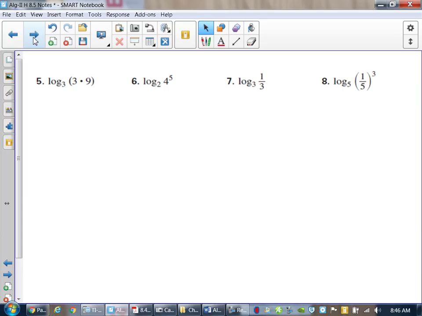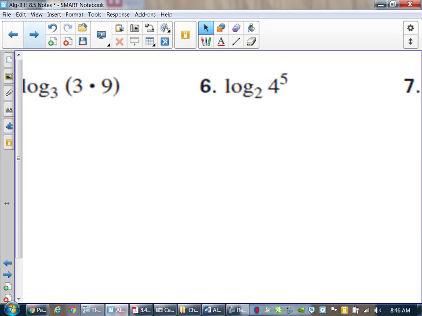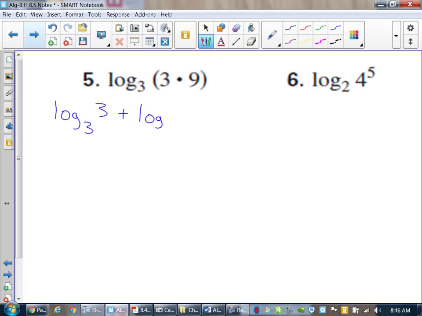We can rewrite and simplify. If I have log base 3 of 3 times 9, I can rewrite it. We'll do these one at a time. So if I do this, I get log base 3 of 3 plus log base 3 of 9.